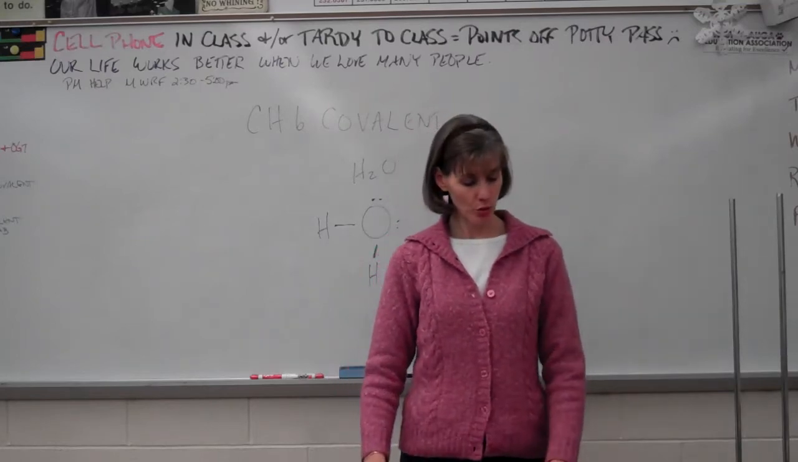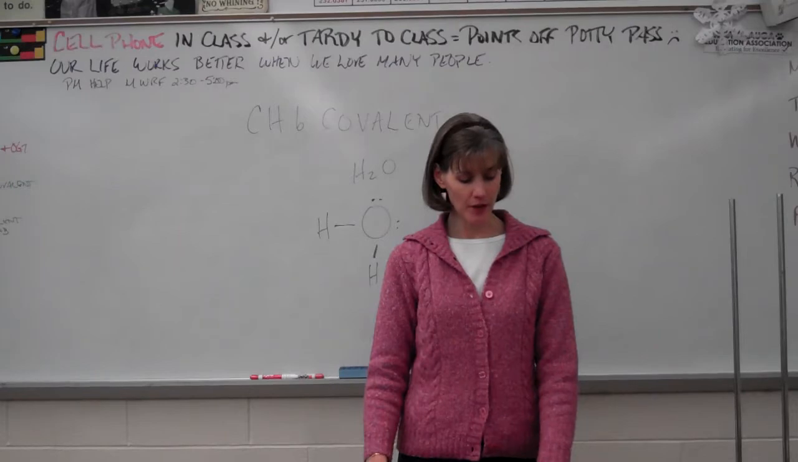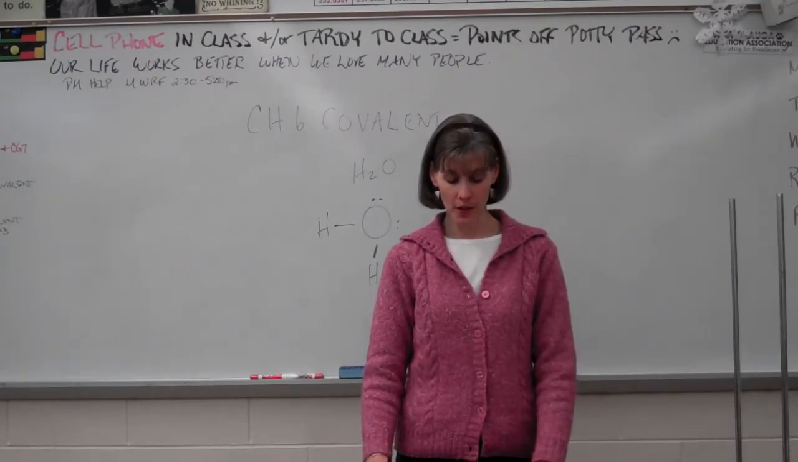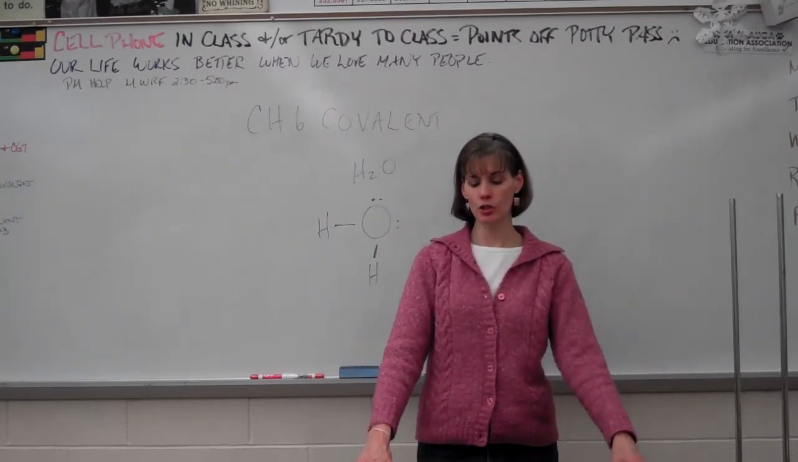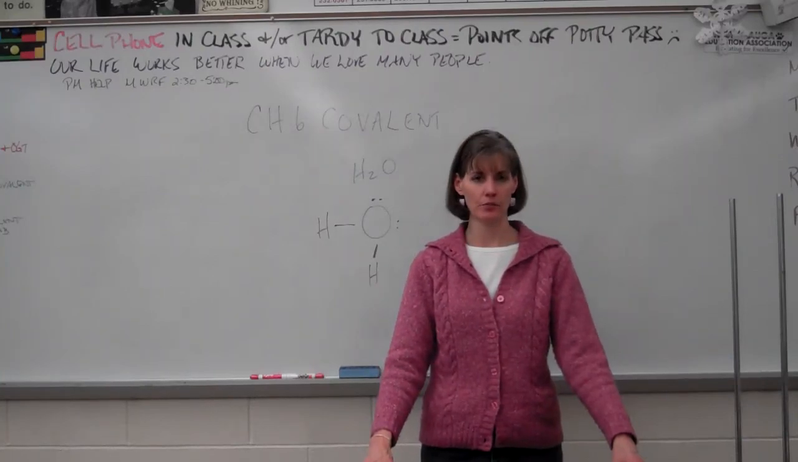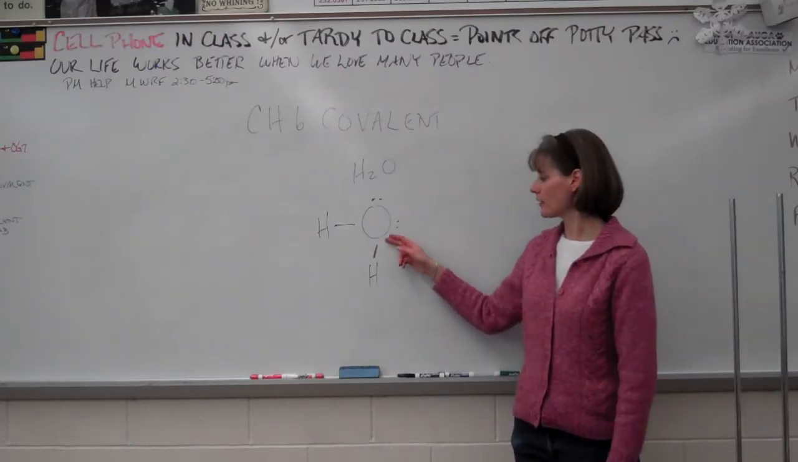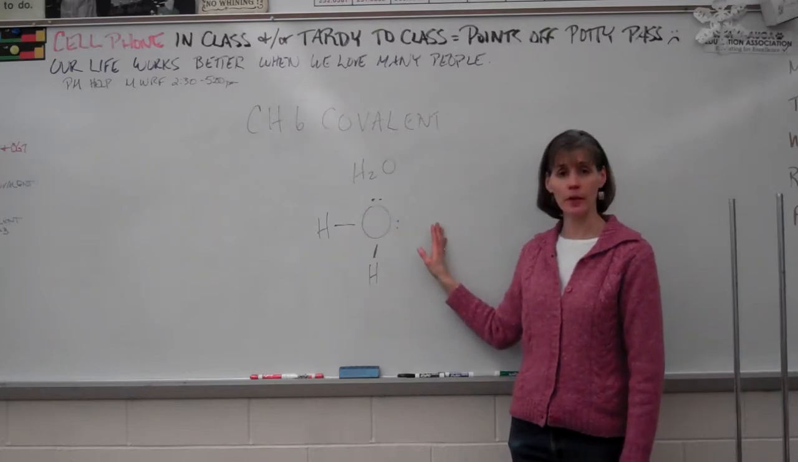Moving on to question number 15. Identify the number and type of bonds when given a chemical formula. Okay, so if I asked you to show me a Lewis structure that has 2 covalent bonds, well, water's a good example of that. Water has 2 shared pairs of electrons, and it also has 2 unshared pairs.